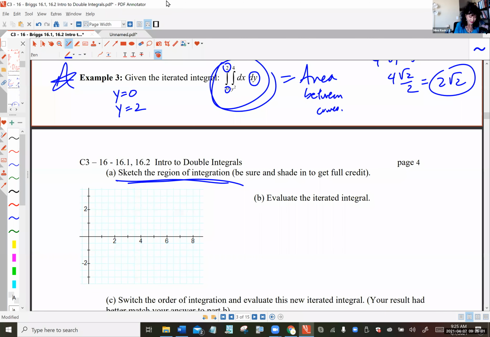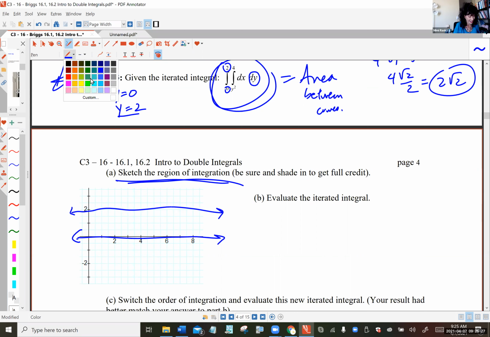What do you guys think? Horizontal. Horizontal. Good. So y equals 0 is kind of easy because it's just going to be this horizontal line that lives right on top of the x-axis. Easy peasy. And then y equals 2, another horizontal line intersecting the y-axis at 2. Okay, what could go wrong?